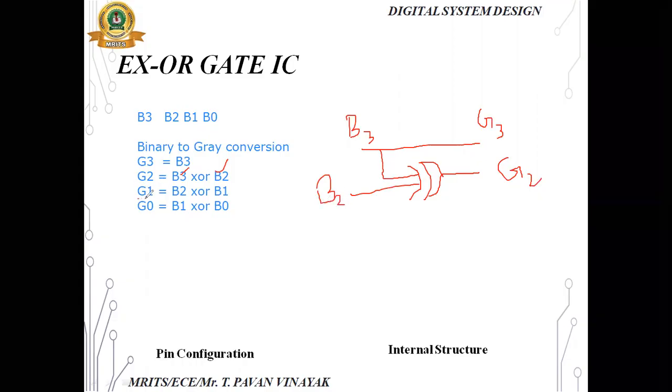Now G1 is one more XOR gate. Take one more XOR. I am giving G1. So what are the inputs for G1? B2 and B1. B2 is available here. From B2 give connection. So B1. Next B1 XOR B0.